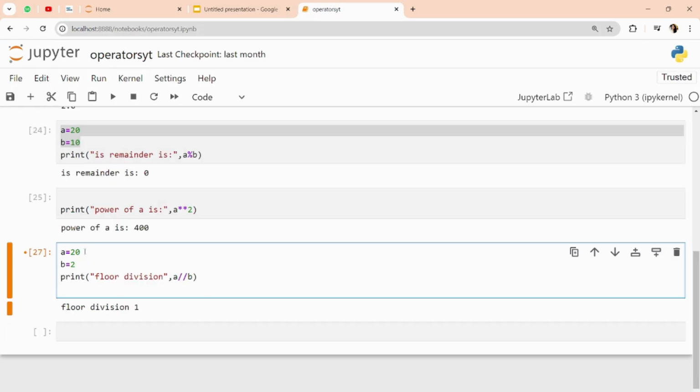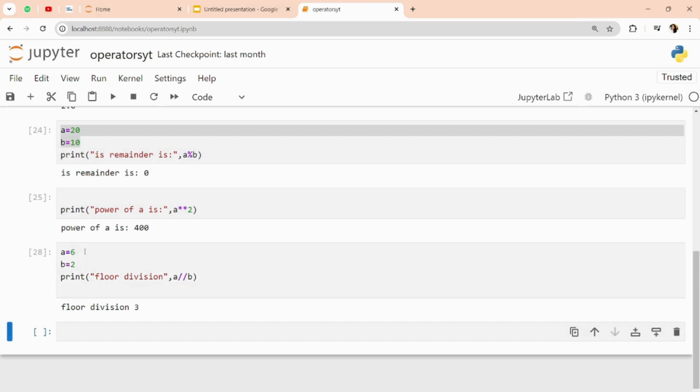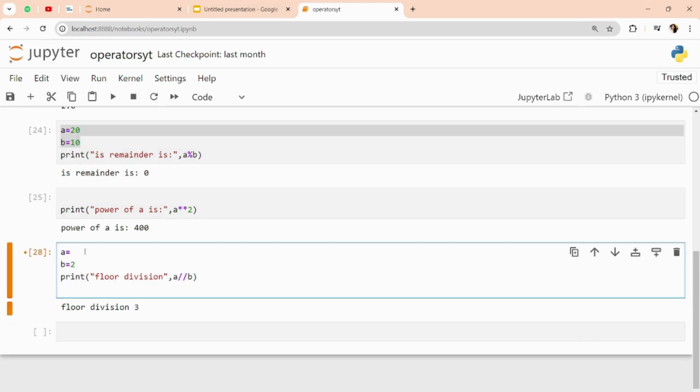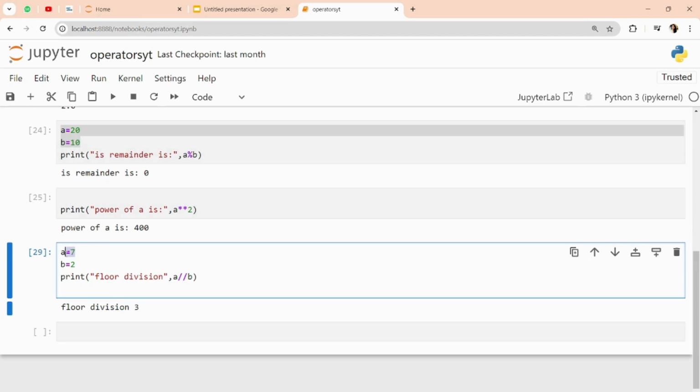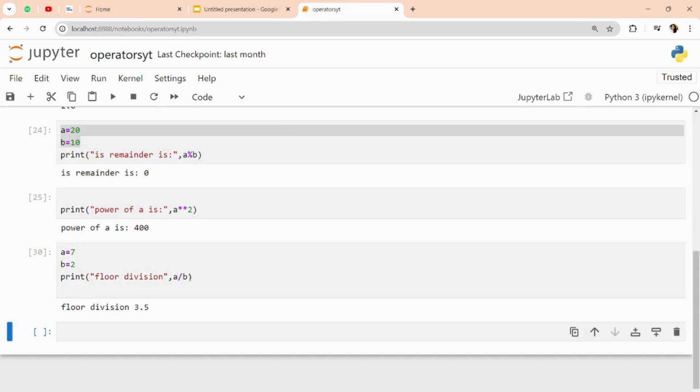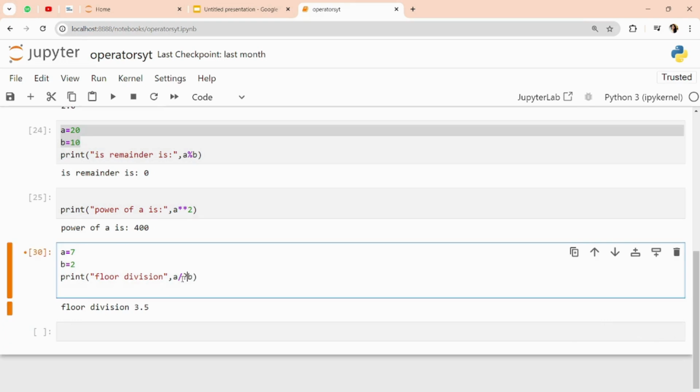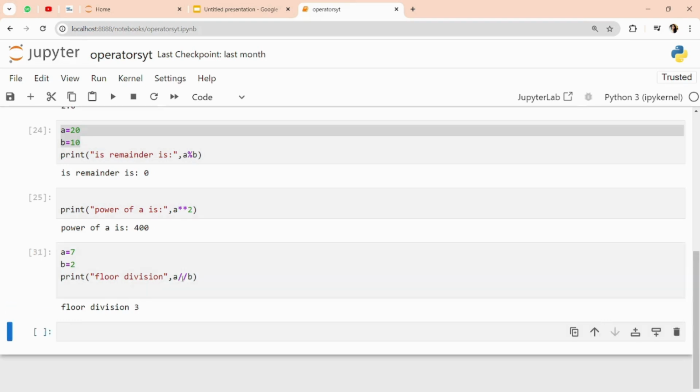And here I'm taking 6. Then what will happen? You will get 3 as the answer. If I take 7 here, it would be 3.5, but you will get only 3 because it has rounded off the decimal point. If you give only a single slash, which is division, it will give you 3.5. When you use the double slash, it changes into floor division. It rounds off the value and gives you the normal integer value rather than a float value. So this was about the arithmetic operators.